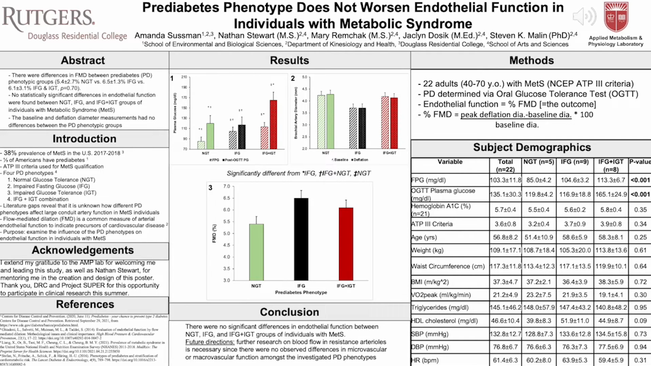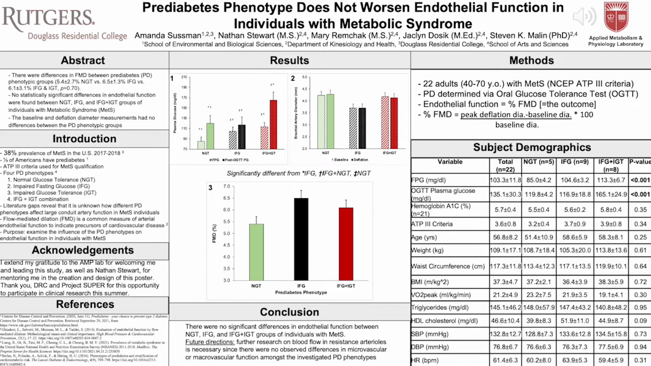Endothelial function, our dependent variable, is measured by FMD, which is large artery flow-mediated dilation, and percent FMD is the primary measure of FMD and was calculated via percent change with peak deflation diameter and baseline diameter of the brachial artery. The subject demographics were measured for each PD phenotypic group.